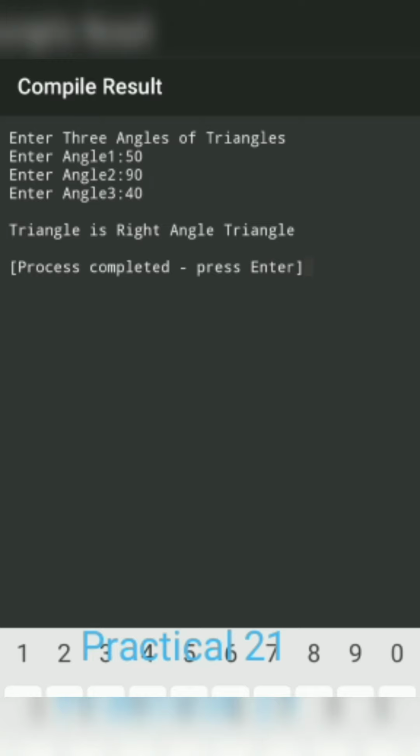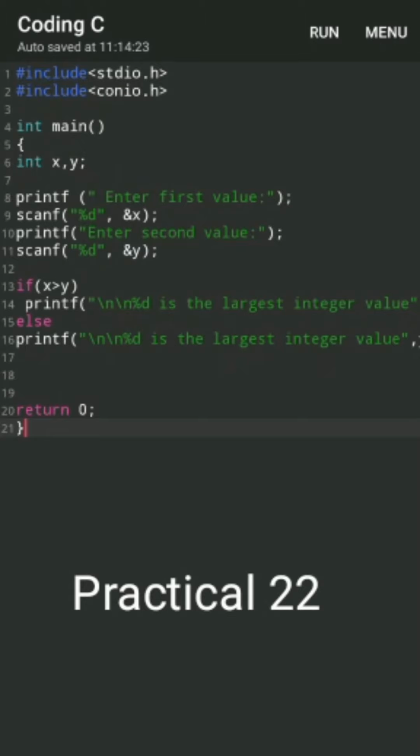Okay, practical number 22 is: write a program to compare two integers using an if else statement. Comparison means we have to check whether one number is greater than the other, or the second number is greater than the first number. So I have simply started the main section and initialized two variables, x and y, with printf and scanf till line number 11.